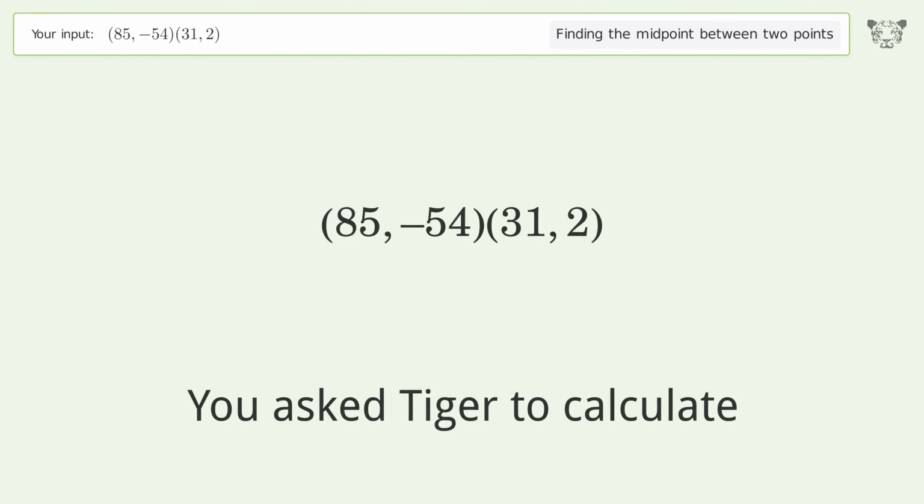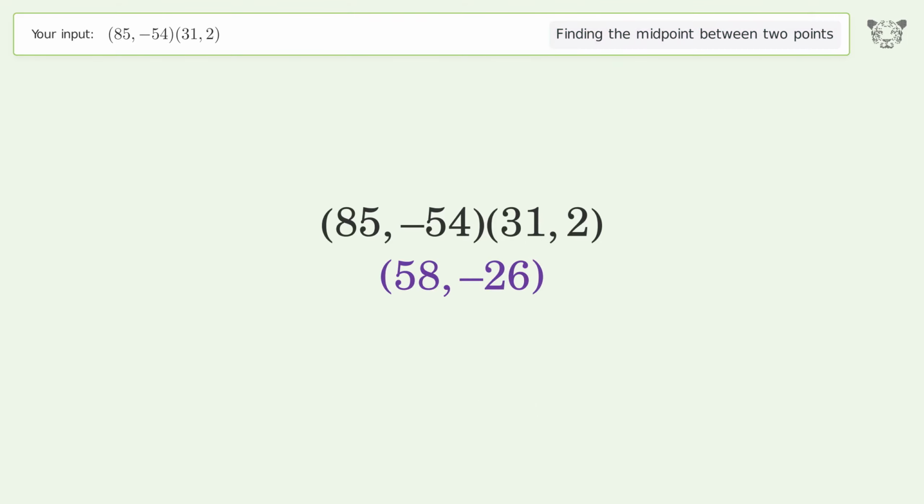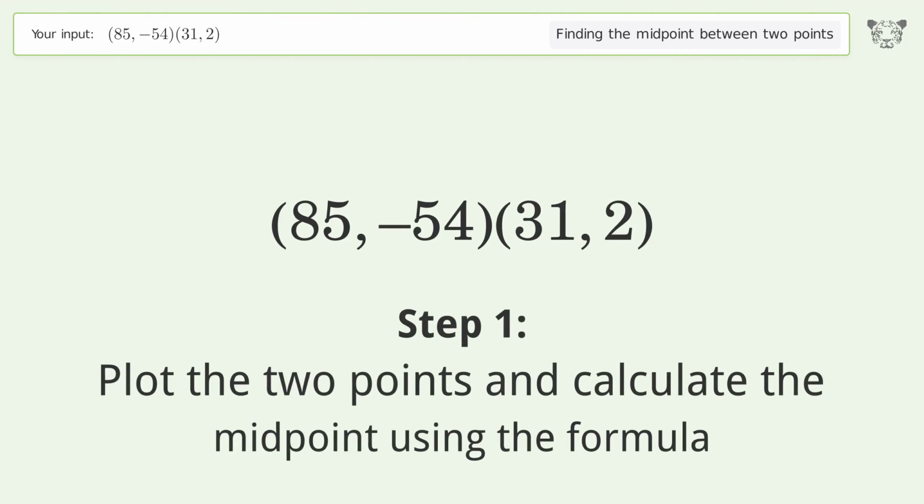You ask Tiger to calculate. This deals with finding the midpoint between 2 points. The midpoint between the 2 points is 58, -26. Let's solve it step by step. Plot the 2 points and calculate the midpoint using the formula.